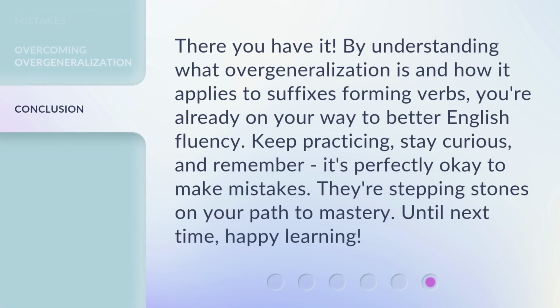There you have it. By understanding what overgeneralization is and how it applies to suffixes forming verbs, you're already on your way to better English fluency. Keep practicing, stay curious, and remember, it's perfectly okay to make mistakes. They're stepping stones on your path to mastery.